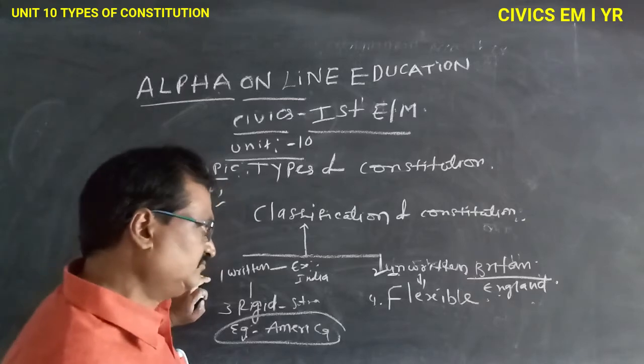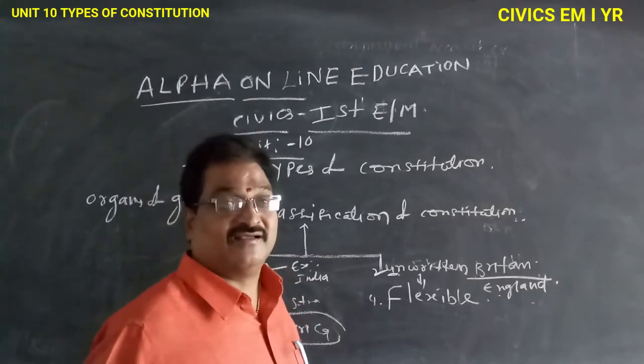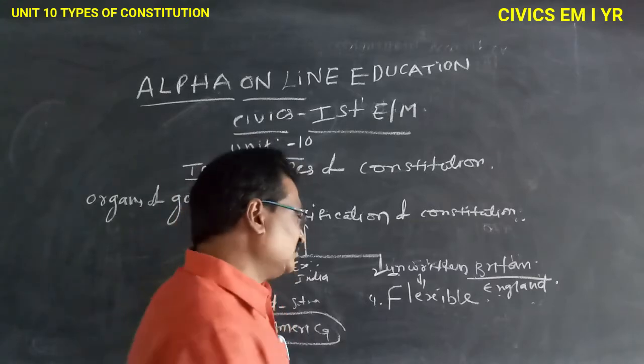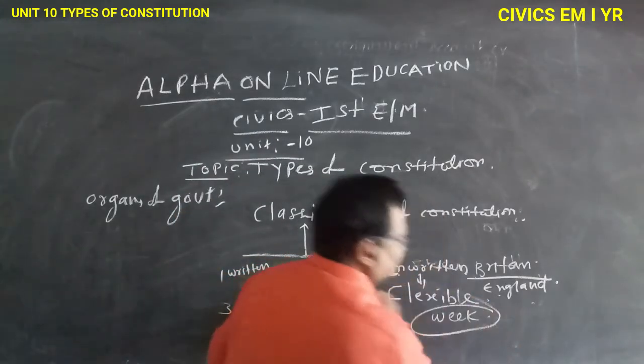Constitution. And the next one is the flexible Constitution. Flexible means a weak Constitution.